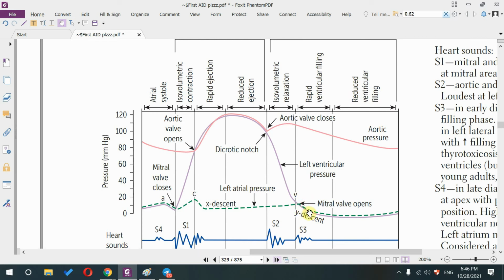So the pressure from the left atrium is being reduced. See the pressure inside of the left atrium? It's going down, it's going down like this. We call it the Y descent. I will tell you more about it when I come back to it. So there is the Y descent.